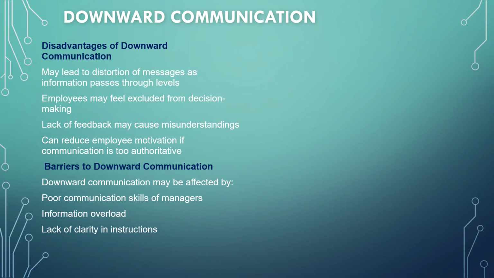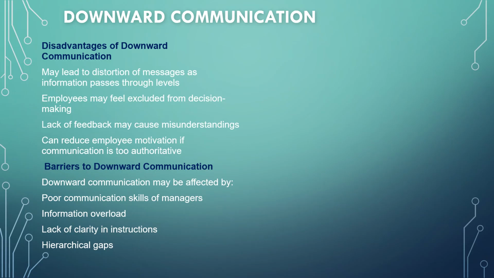Then another barrier to downward communication is lack of clarity in instructions. When there is no clarity in the instructions being given, that becomes a barrier to downward communication, meaning that the communication would have been done but not effective, not understood, because there is lack of clarity in those instructions.